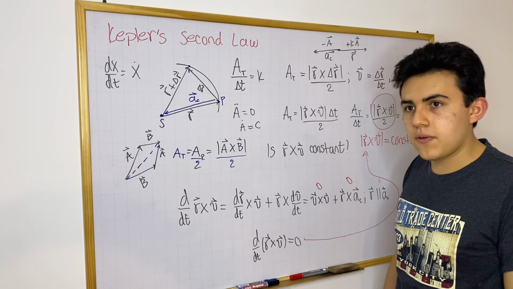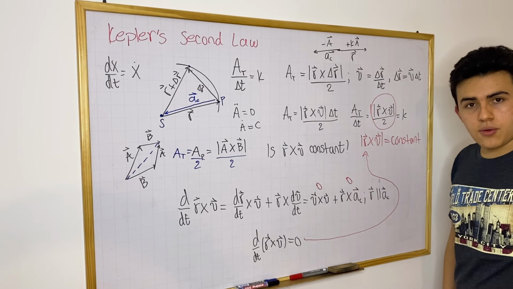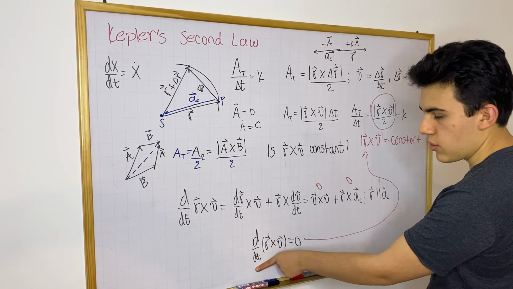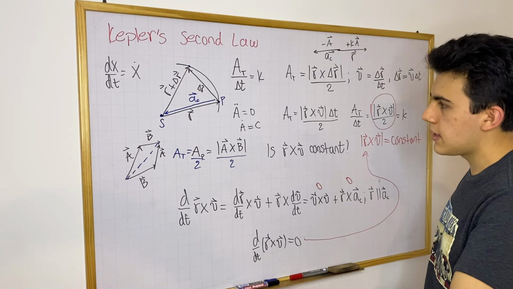Meaning the second derivative of area is going to be zero, okay? So really, this is actually going to be the second derivative of area. You can think of it like that, okay?